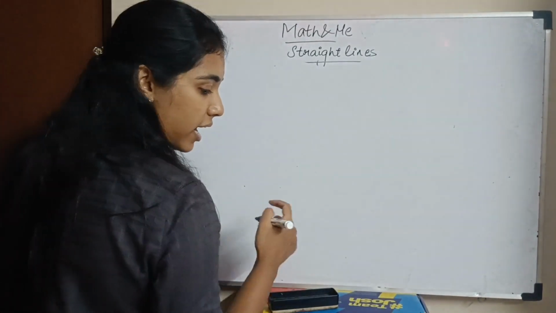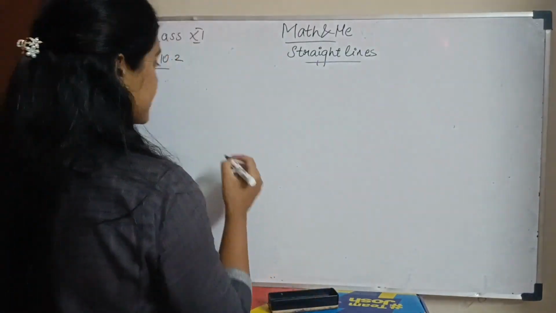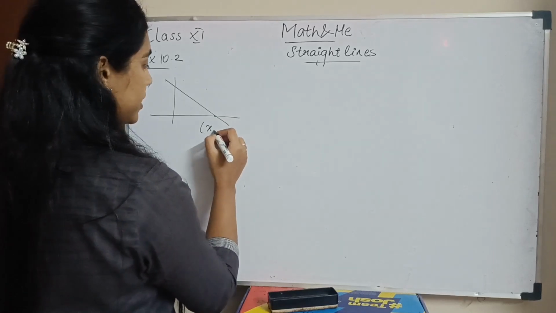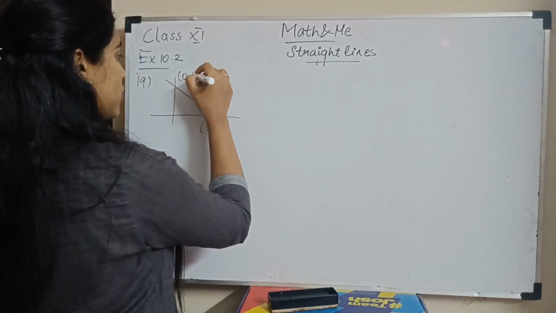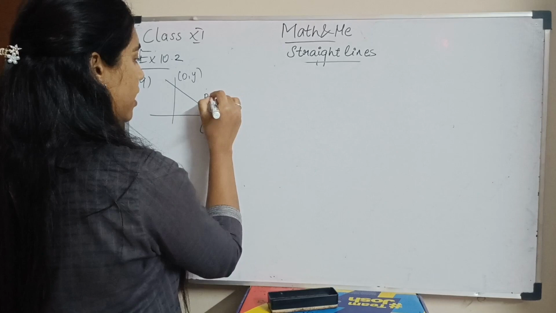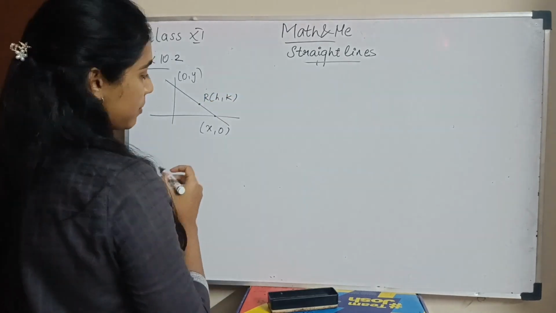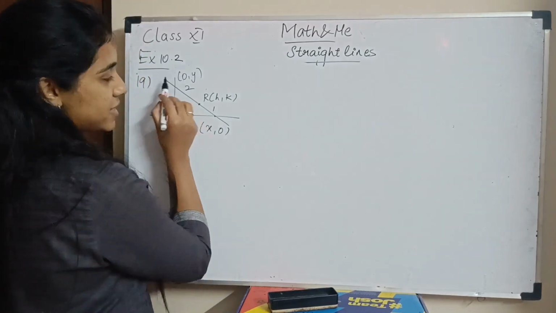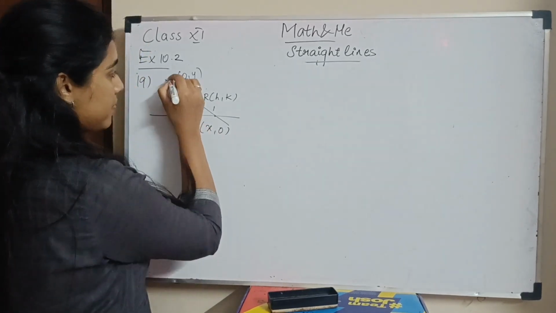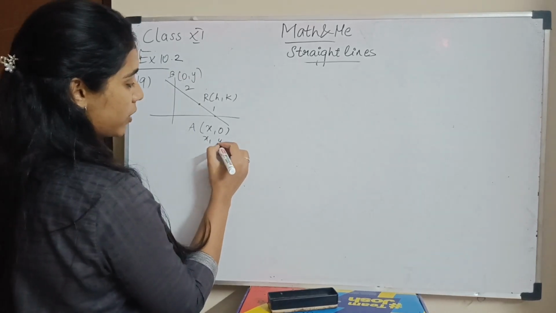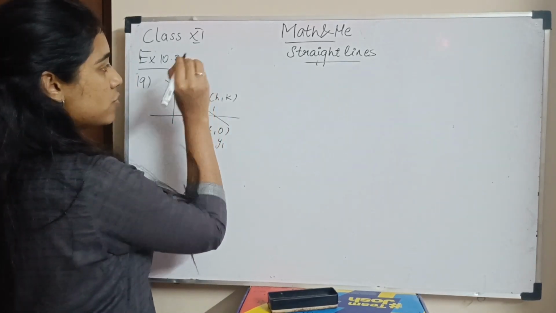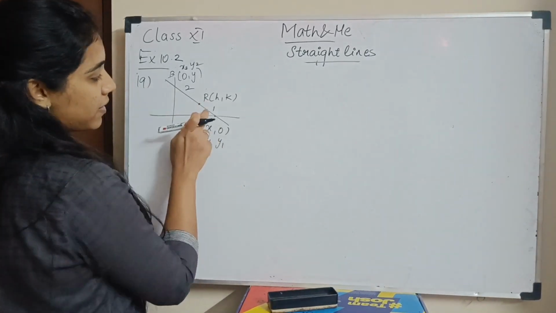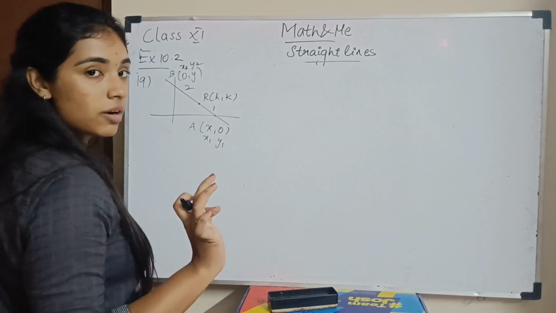Okay. So question number 19. What do we have? Point R (h, k) divides the line segment between the axes. So you have the axes, you have (x, 0) and (0, y). You have the point R which divides the line segment in the ratio 1 is to 2. You always go from x-axis to y-axis. So this is your A, this is your B, this is your x1, y1 and this is your x2, y2. Okay. So they have given that R divides the line segment in the ratio 1 is to 2. Find the equation of the line.